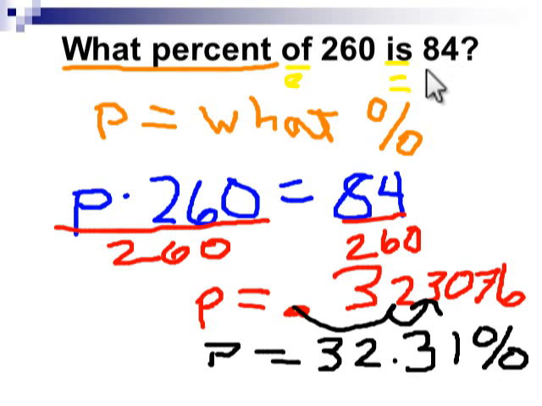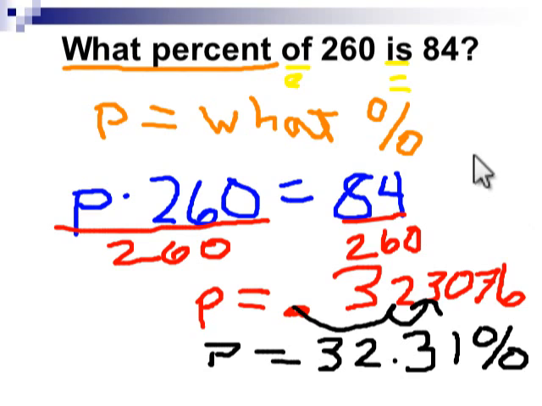Okay, so let's see if our answer makes sense. 32.31% is approximately 1/3, because that would be 33 1/3%. So let's look at these numbers. 1/3 of 260 is close to 1/3 of 240, which is 80, because 240 divided by 3 is 80. And 84 is pretty close to 80, so our answer makes sense. So that's how you use equations to solve percent problems.